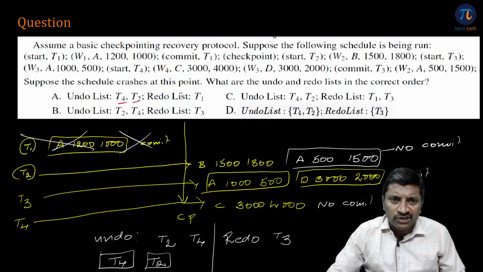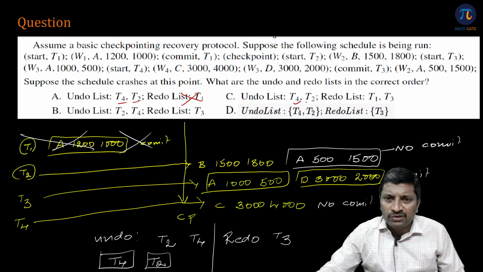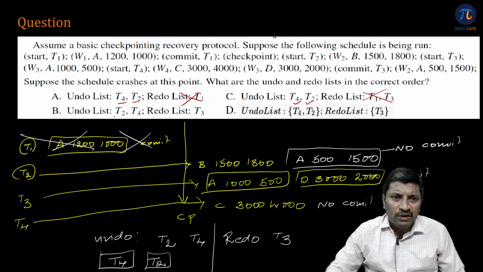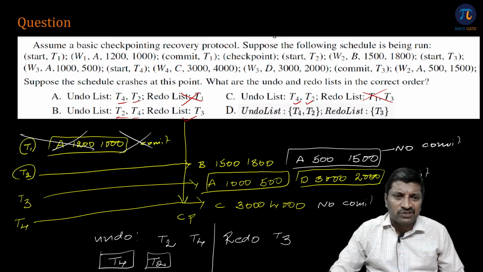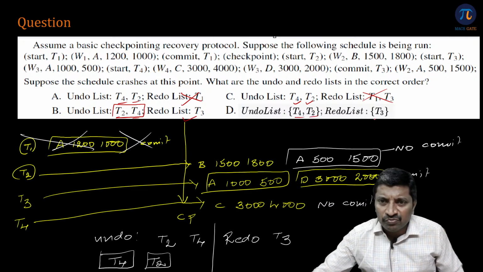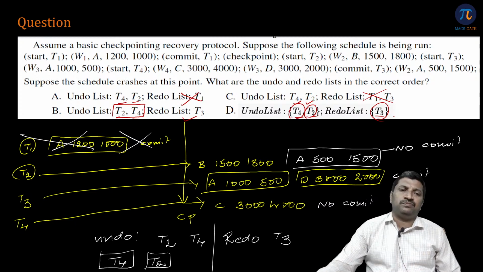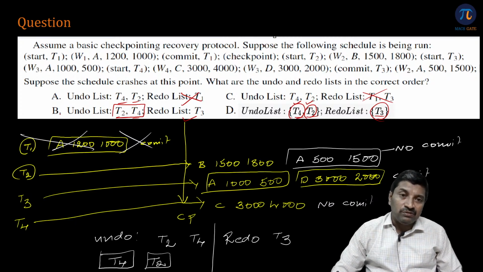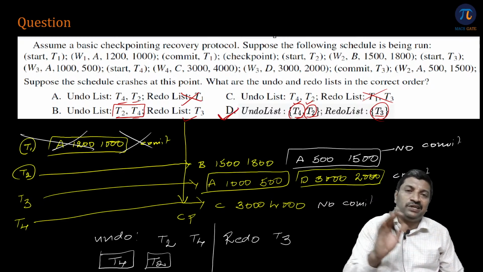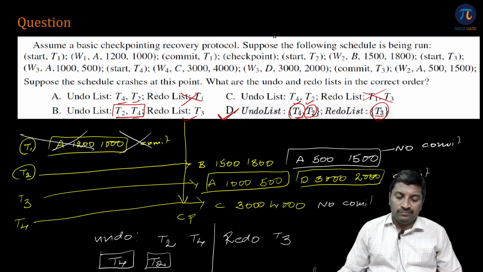Redo list T1, it's not correct. Undo list T4, T2. Redo list, I should not have both. Undo list T2, T4, but it is not in order, sir. Redo list T3. Okay, at least this is somewhat correct because they are in the undo list. They are not given the sequence, fine. Undo list T4, T2. Redo list T3. Please observe, it is in correct order. So if they ask for a list, B and D are correct, but this is more strong because even in the undo list they wrote in correct reverse order. Hope you understood it.